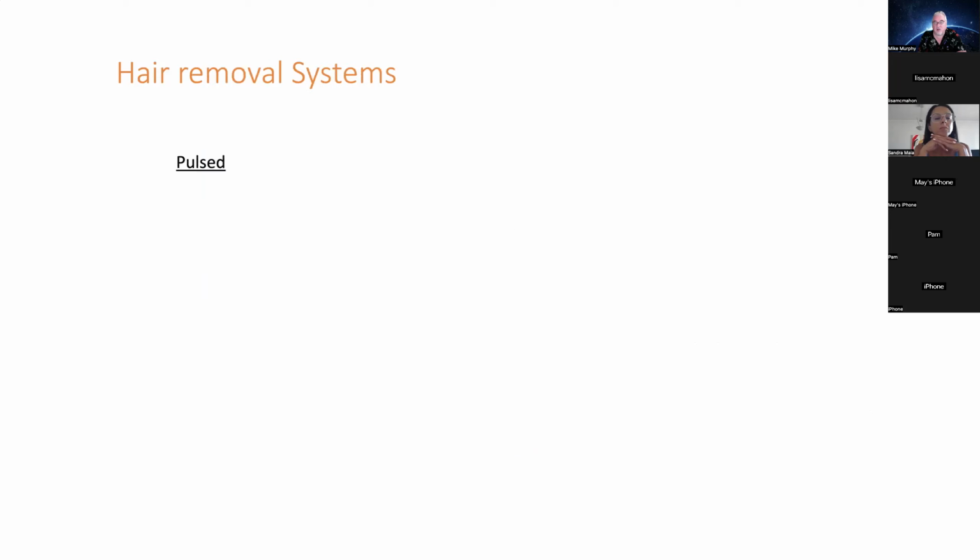So when you have a pulse system, which includes your long pulse Alexandrite, long pulse YAG, and IPLs, then these are truly pulsed. So in other words, when you set the pulse width on the machine, then that's pretty much what you're going to get out of the end piece, the handpiece.